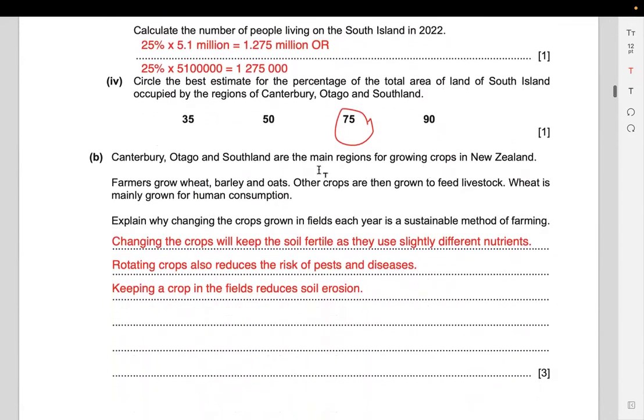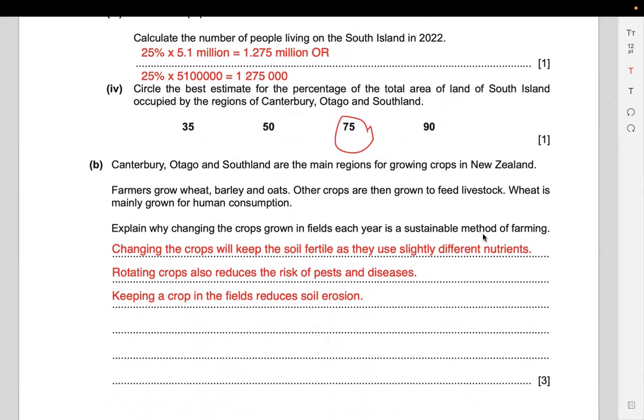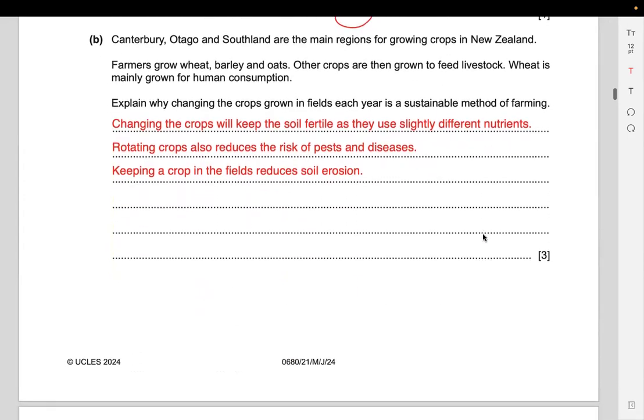They're the main regions for growing crops, and it says explain why changing the crops grown in fields each year is sustainable. So it wants to know what's the benefit of crop rotation, basically. It keeps the soil more fertile because different crops use different nutrients, and reduces the risk of pests and disease because they're different for different crops. It also talks about keeping a crop in the field, which means you're reducing soil erosion because there's vegetation to hold the roots together.